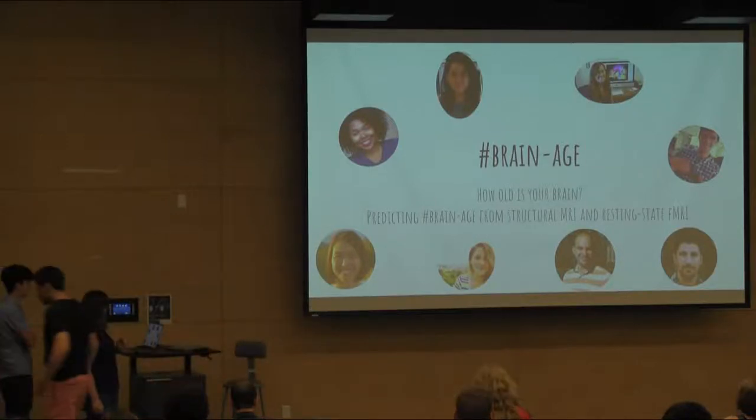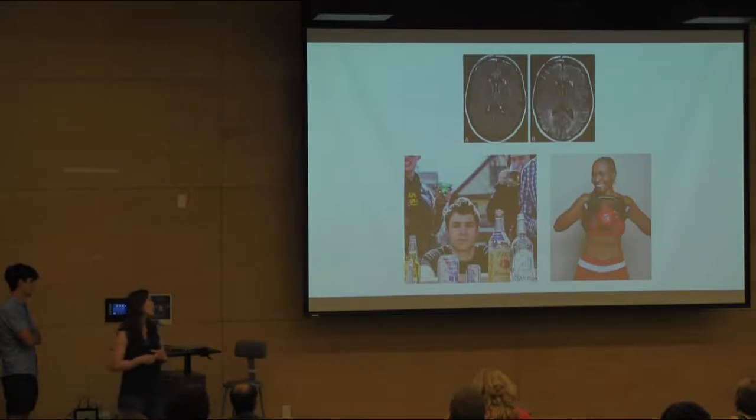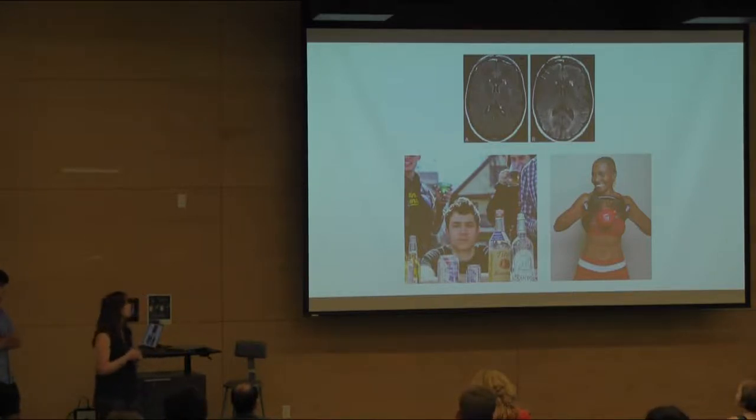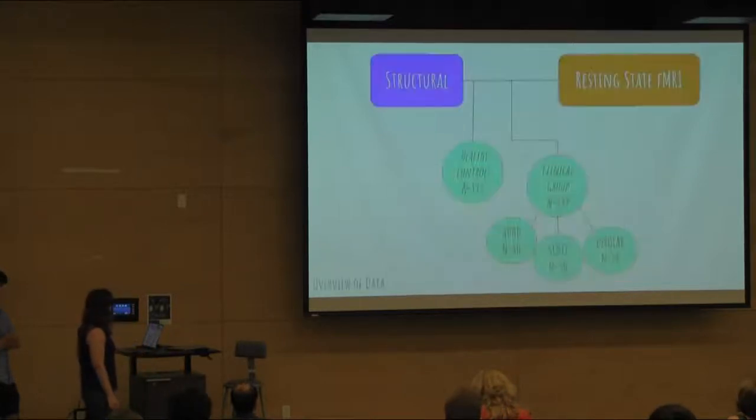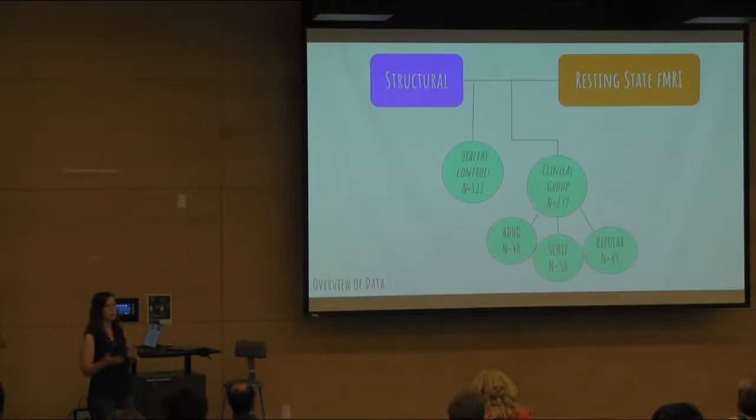So we are the Brain Age group. We were interested in generating a model that used brain data, both structural and resting state, to estimate age, and then applying that model to clinical populations to determine if they had advanced brain age. We used an already available pre-processed data set on OpenNeuro, with 122 healthy controls that had usable structural and resting state data, and a clinical group that was divided into 3 groups: an ADHD group, a schizophrenia group, and a bipolar group.